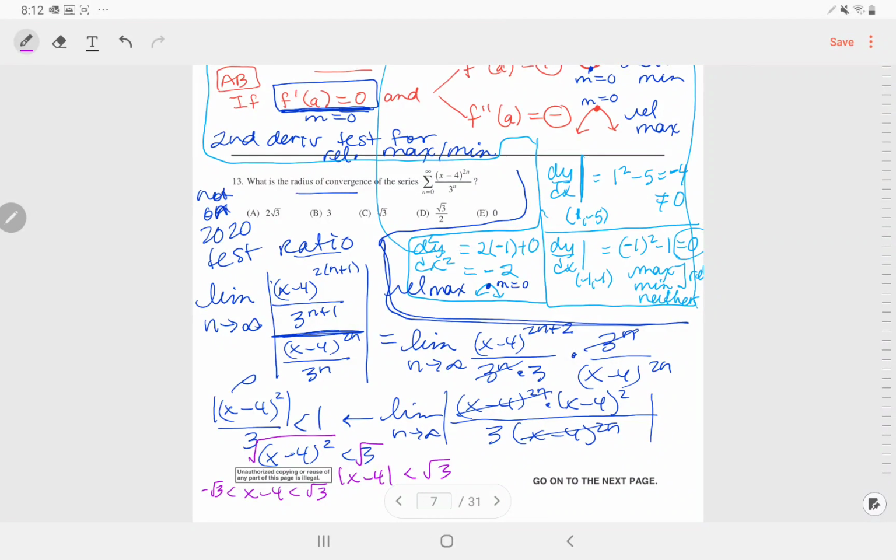Oh, radius of convergence. Okay, so actually this number is the radius of convergence. I didn't tell my class that. 4 plus radical 3 and 4 minus radical 3. If you look on a number line where 4 plus radical 3 would be, and where 4 minus radical 3 would be, the diameter of convergence would be the distance between them, which is 2 radical 3. So that would be the diameter of convergence, and then the radius of convergence would be radical 3. So radical 3 is the answer to number 13.